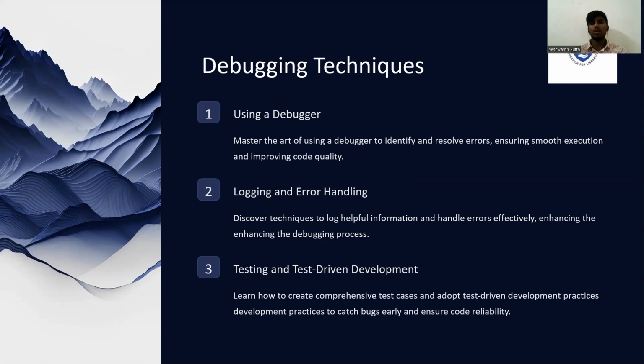Inserting cout or printf statements in your code to print variable values at different points can help identify where the problem occurs. Incorporate the assert macro to check conditions that should always be true. If the condition is false, the program will terminate and print an error message.